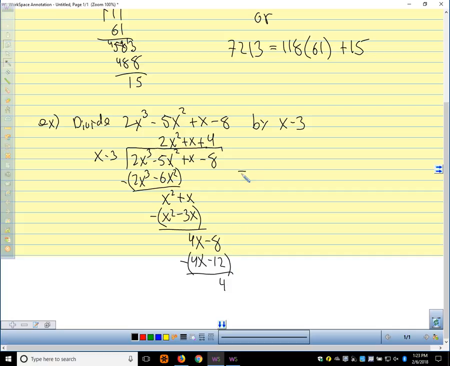So this tells us that 2x to the third minus 5x squared plus x minus 8 divided by x minus 3 equals 2x squared plus x plus 4 plus 4 over x minus 3.